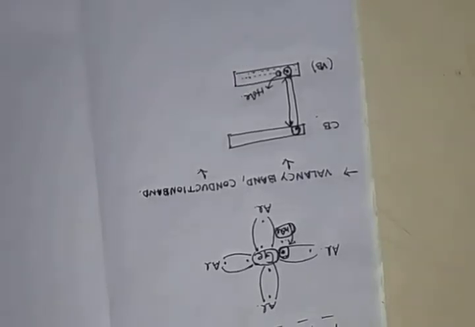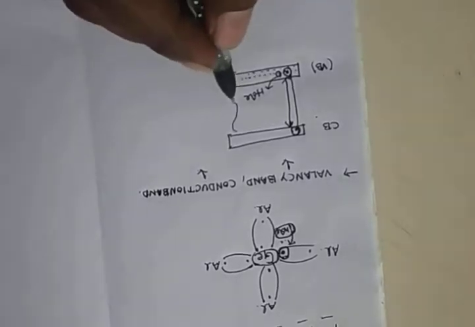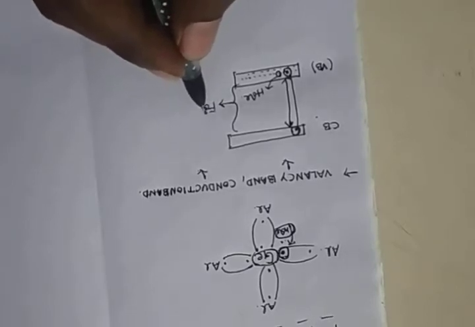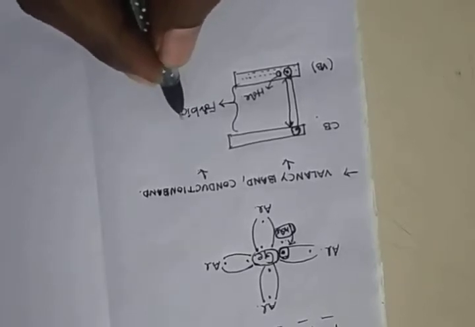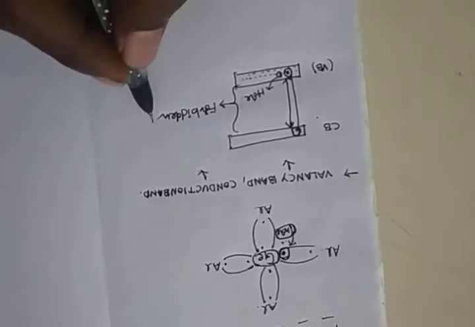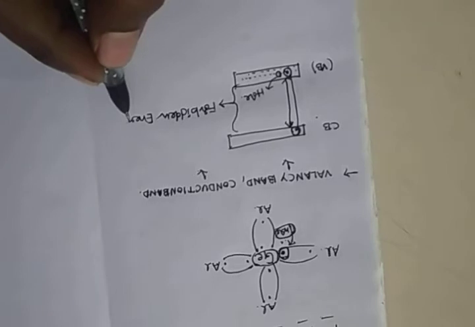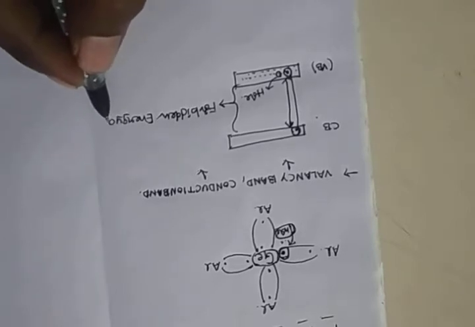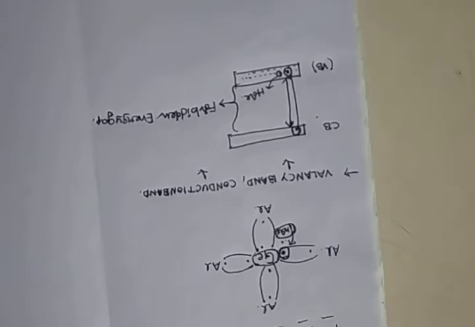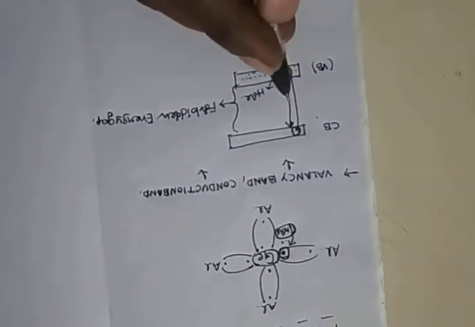This vacancy is called a hole, and this energy gap between the valency band and the conduction band is called the forbidden energy gap. Forbidden energy gap. Okay.